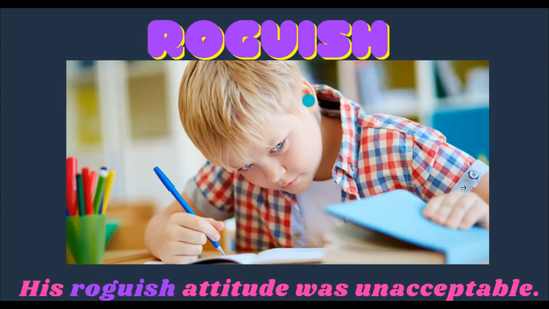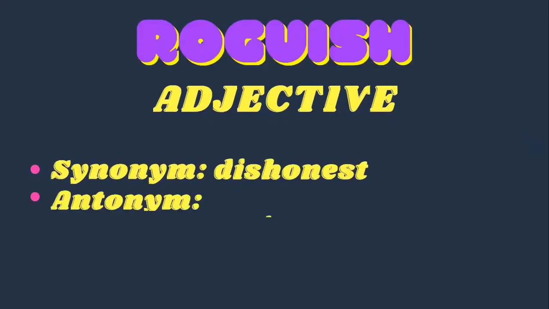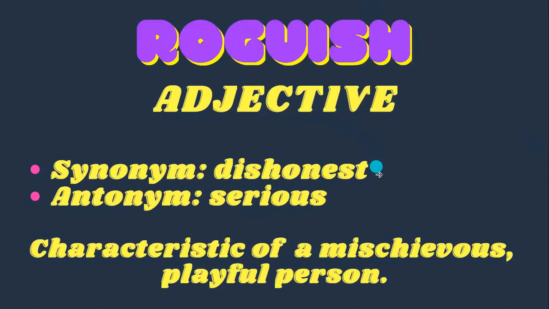I'm always giving the word with a picture to clarify the meaning, and I'm putting the word in a sentence to clarify the meaning of the word again. In the second slide, I put what part of speech the word is, the synonym, the antonym, and the definition. Roguish is an adjective. The synonym is dishonest person, an untrustworthy person, doing something which is bad. The antonym is serious, to be serious. The definition: characteristic of a mischievous, playful person, meaning a bad person. He's not good, he's doing something bad, he's a dishonest person, he's a cheater, as Rahaf said.